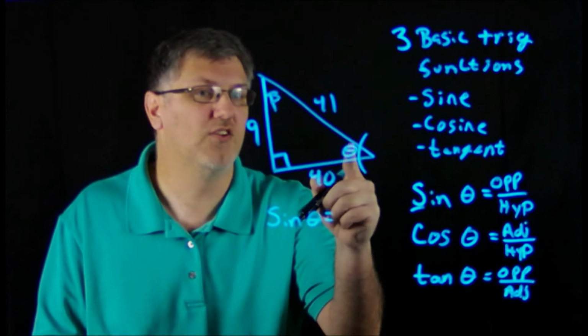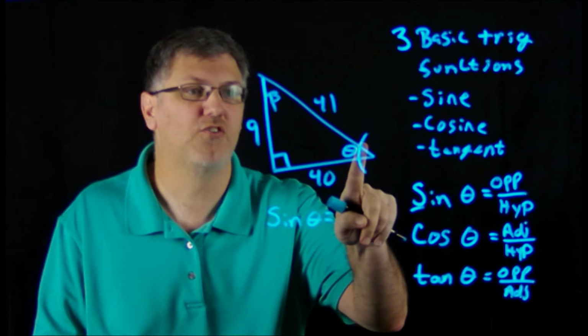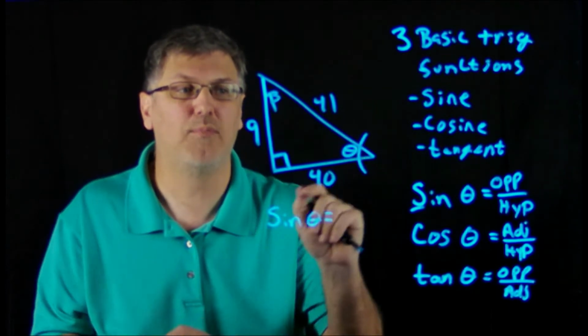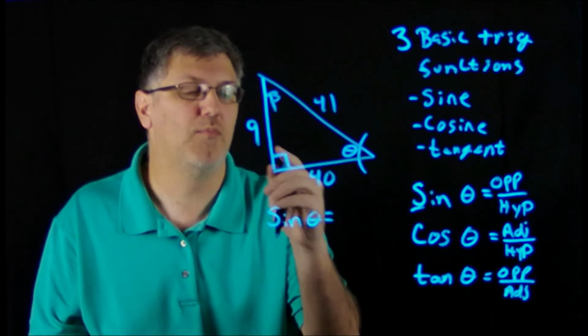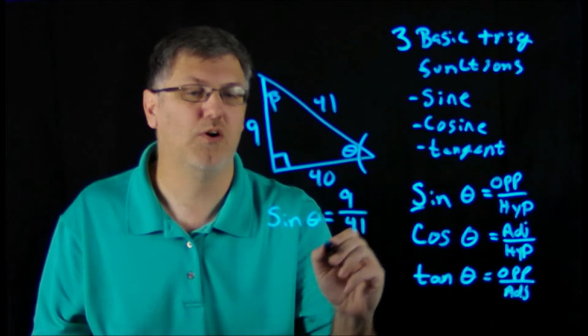So 40 is adjacent to theta. You can also put your finger on there. If you put your finger on there, you'll see your finger is touching both the hypotenuse and the adjacent. So 9 is opposite of theta. So I'm going to say my opposite is 9. And of course, my hypotenuse then is 41.